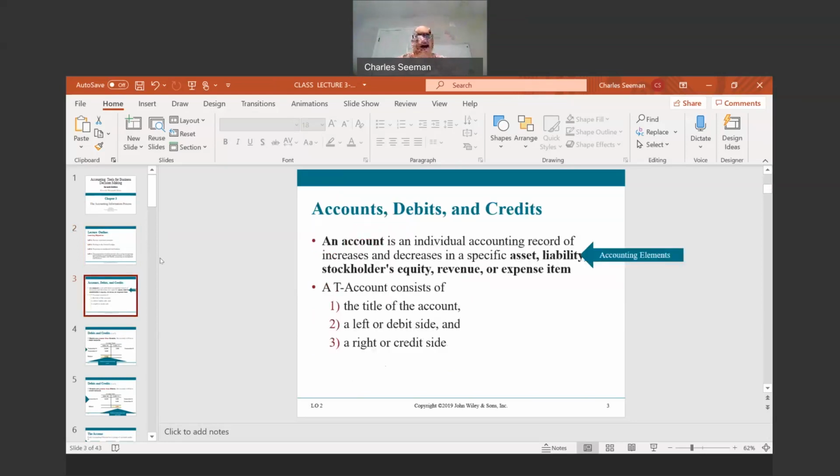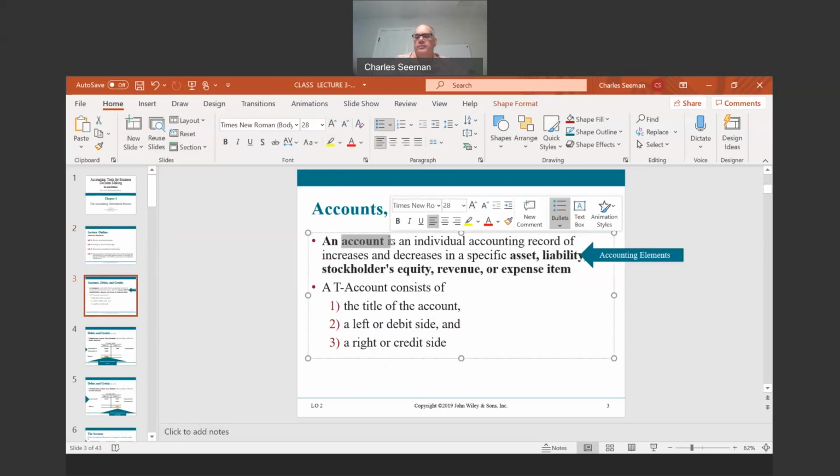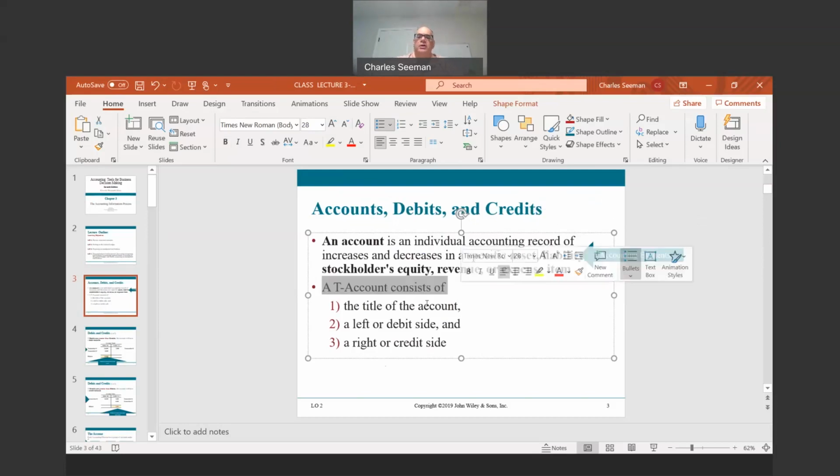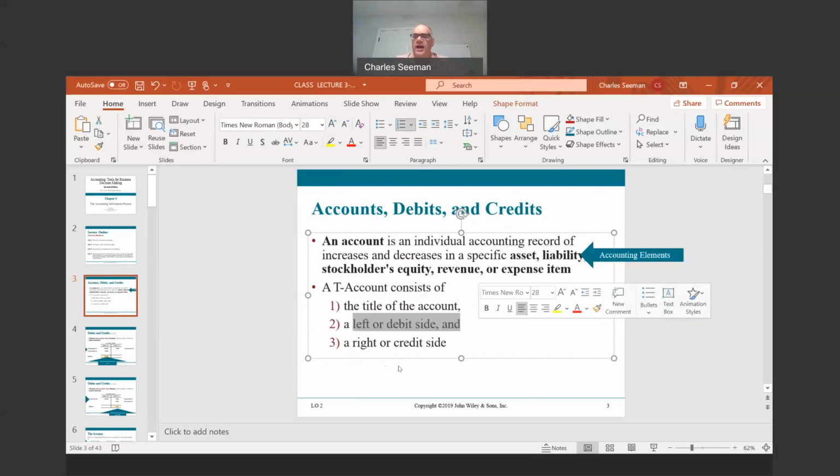First thing, an account is an individual accounting record of increases and decreases in a specific asset, liability, equity, revenue, or expense item. As you know, these are elements. So each one of the elements, as we've seen, makes more specific what the element is. So a T account is simply a line with the title of the account on it, and a left side and a right side.